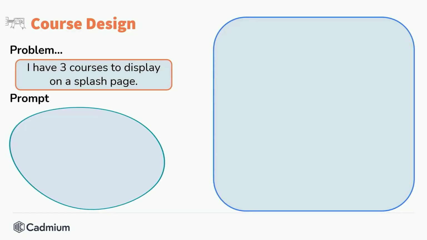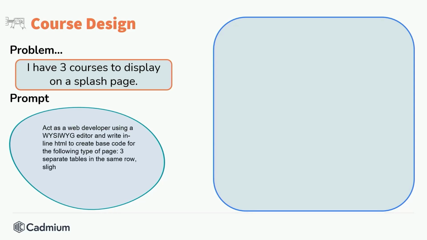So let's make this fancier. We're again going to act as a web developer using WYSIWYG editor, and I'm being specific here. I want to write inline HTML to create the base code for the following type of page. 3 separate tables in the same row, slightly shadowed background for each table, and a height that can include a picture as well as text. To me, this is what I would describe as a typical landing page for an example of 3 courses.